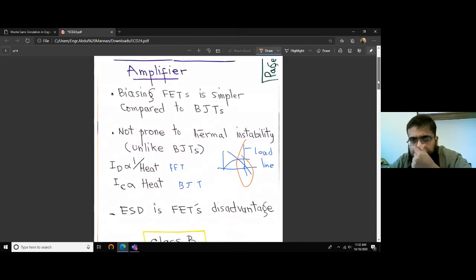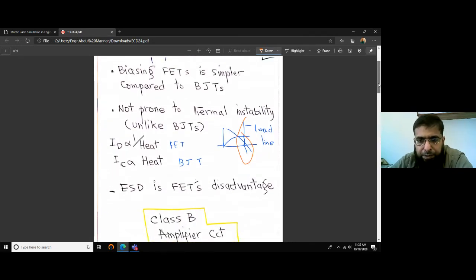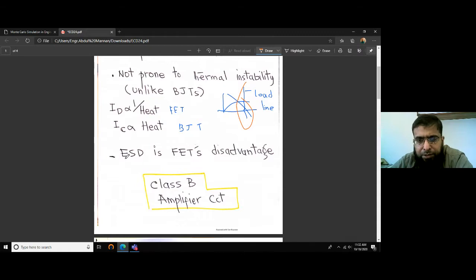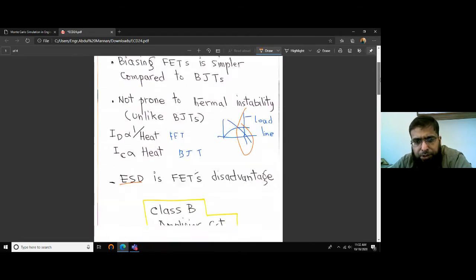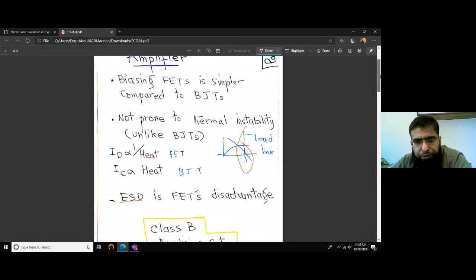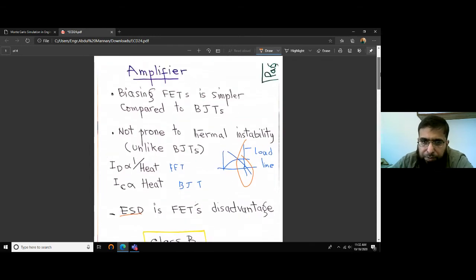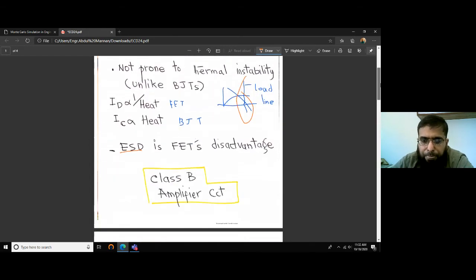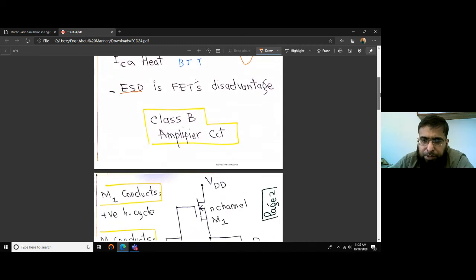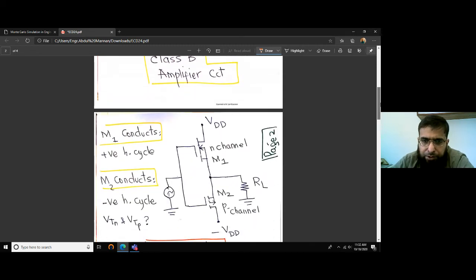So FET based amplifiers are a bit better than BJTs in many ways, whereas ESD, electrostatic discharge, is of course a disadvantage of FETs. That's a great disadvantage, because electrostatic discharge can make an FET non-functional, but it's not the case in BJTs. So BJTs have their own advantages, FETs have their own, and they both have advantages and disadvantages to make amplifiers from. So let's study the first class B amplifier circuit using FETs.